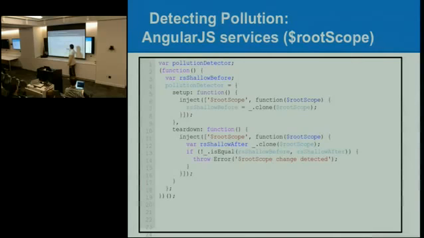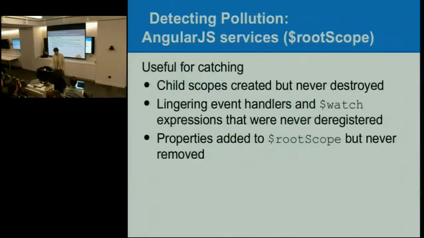Here we use the underscore method clone to grab a snapshot of the topmost elements of the root scope before the unit test is run and afterwards. And likewise, we can use the underscore function isEqual to do a piecemeal comparison of every object in there. If the two are different, then we know that something about the root scope has changed. And this is useful for catching child scopes that were created but never destroyed. This is useful for catching lingering event handlers and watch expressions that were never deregistered.